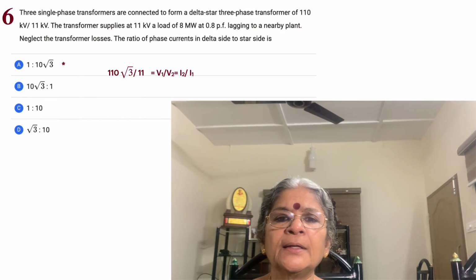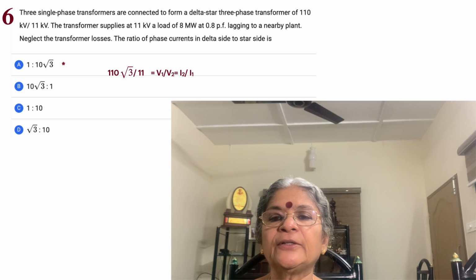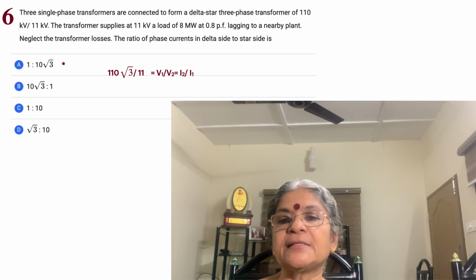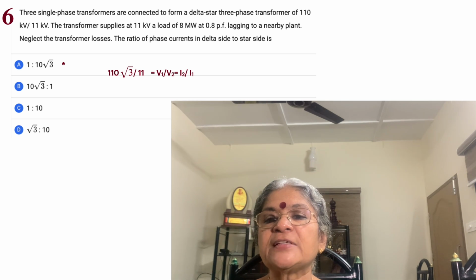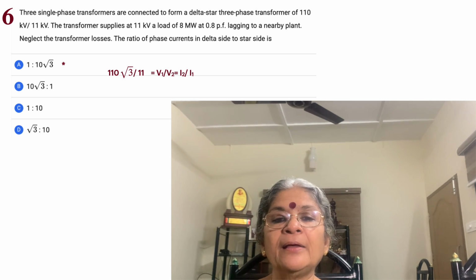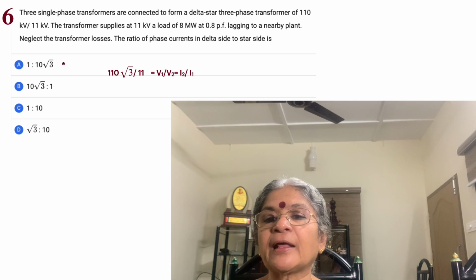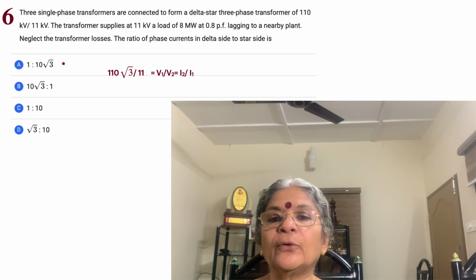So let's go to the sixth problem. Three single phase transformers are connected to form a delta star. So primary is delta, and the other, the secondary, is star. Three phase transformer of 110 kV by 11 kV. So on the delta we are having a phase voltage of 110, and on the star side we are having a phase voltage of 11 by root 3.